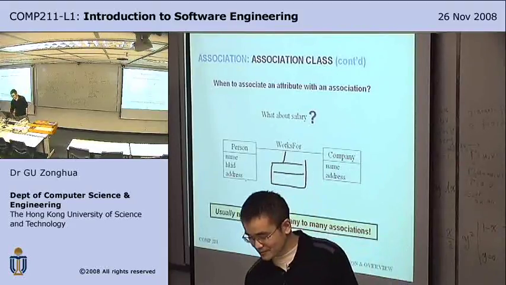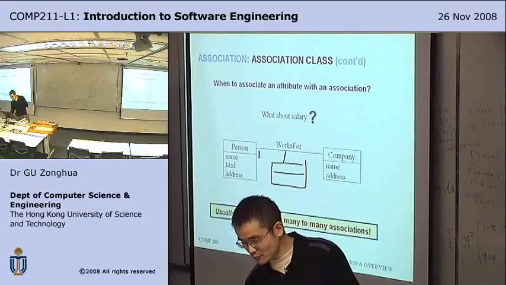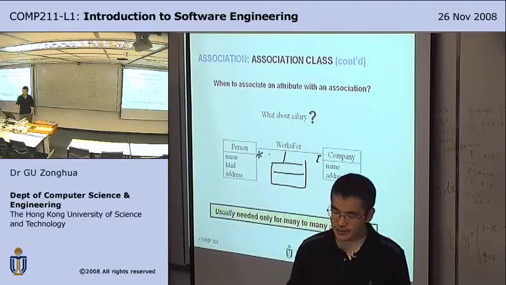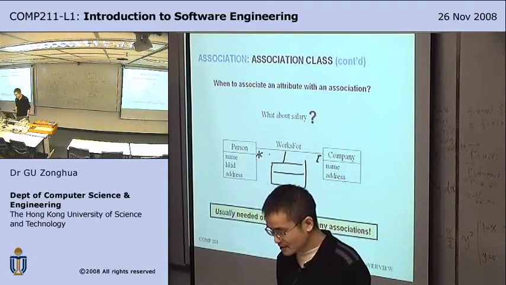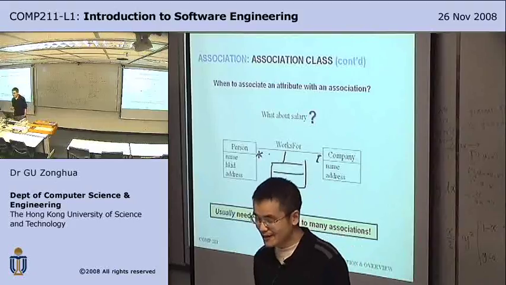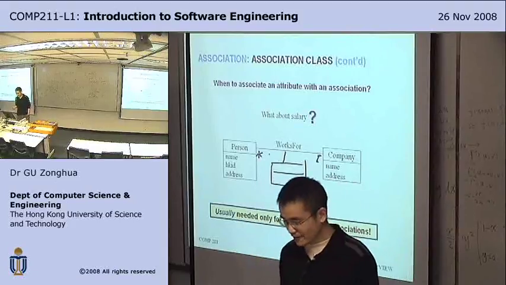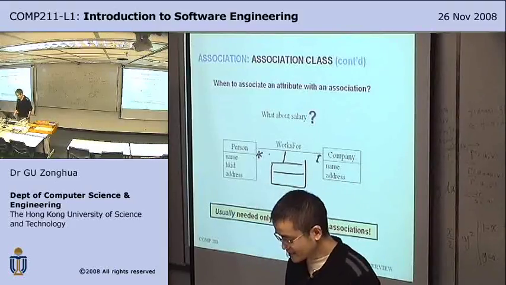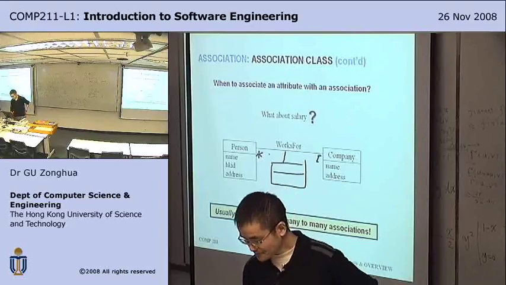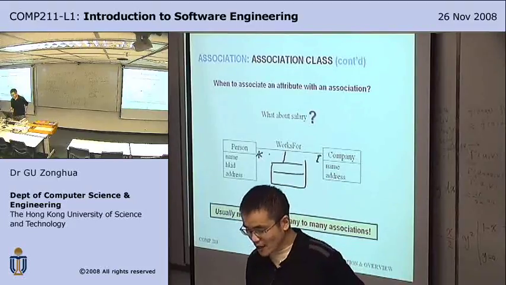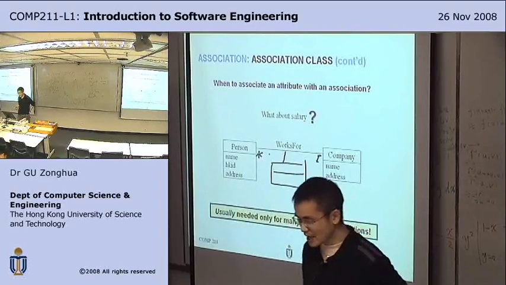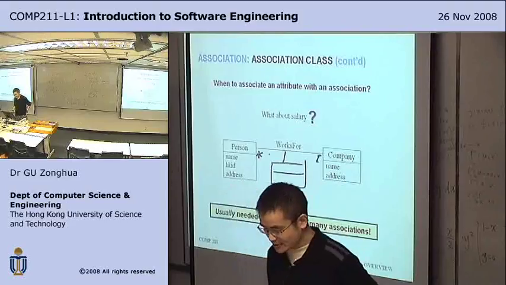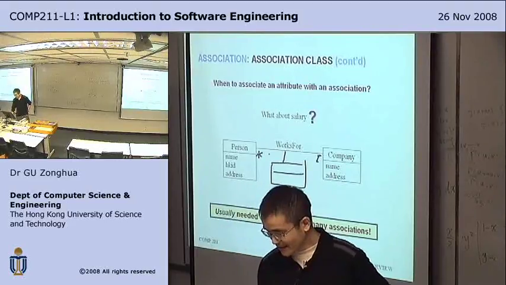But here, if it's a one-to-many association, say a star-to-one association, then you really can put it in the person class. But if the person holds many jobs, 2 or more jobs, then you need to place it in an association class. Well, it's not wrong to have a separate association class, but it's not necessary.